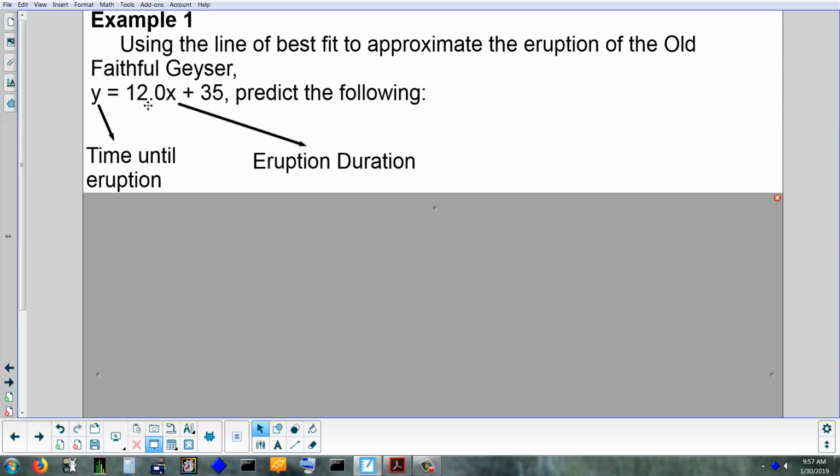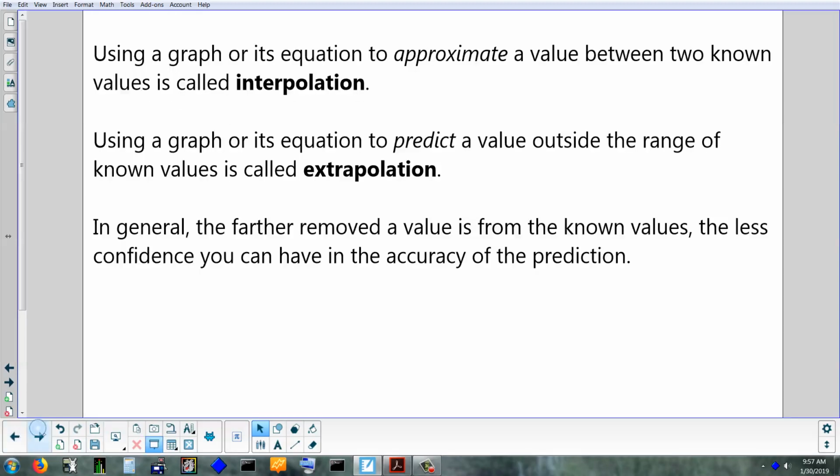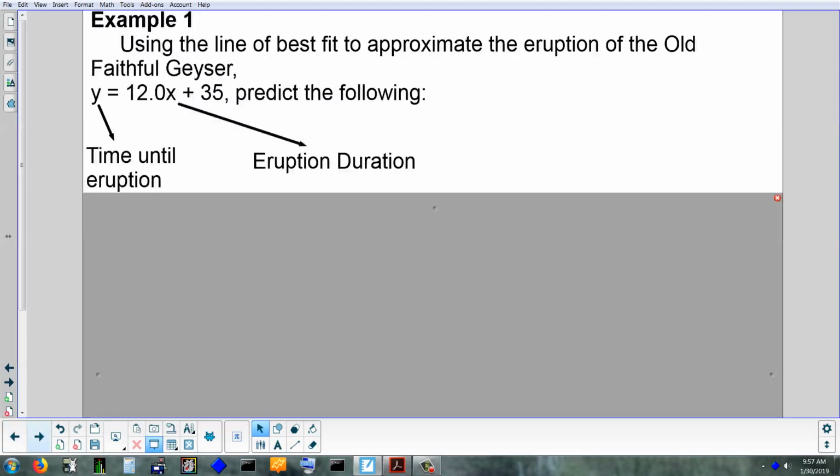All right? So now, let's go back real quick. Now, we're approximating. So is that interpolation or extrapolation? We're approximating. We want it to be approximate. We just wrote them down. Is that going to be interpolation or extrapolation?